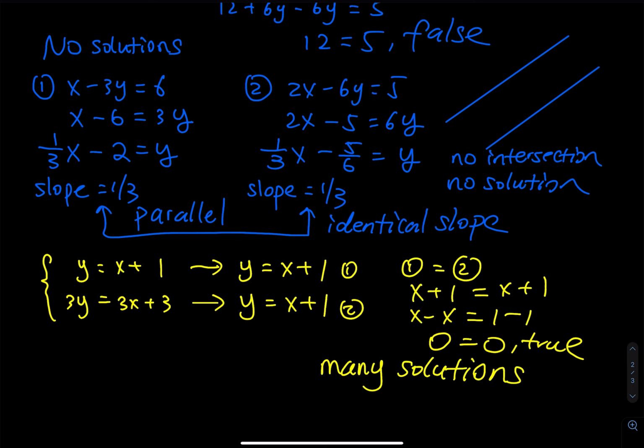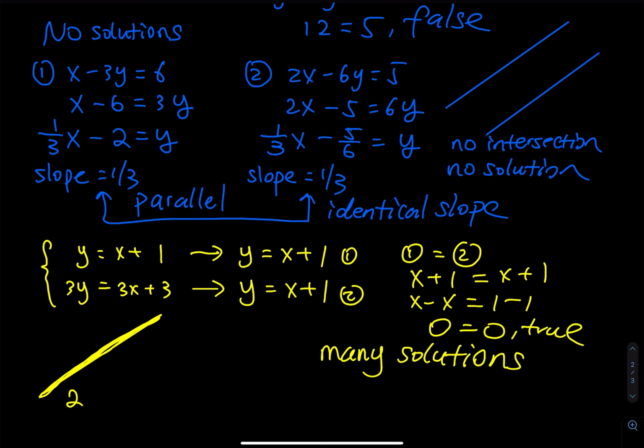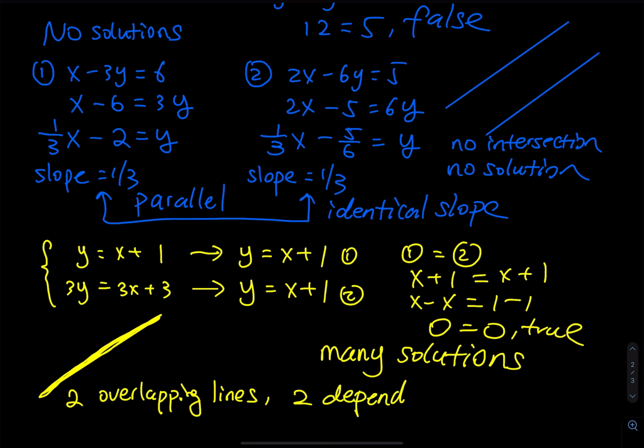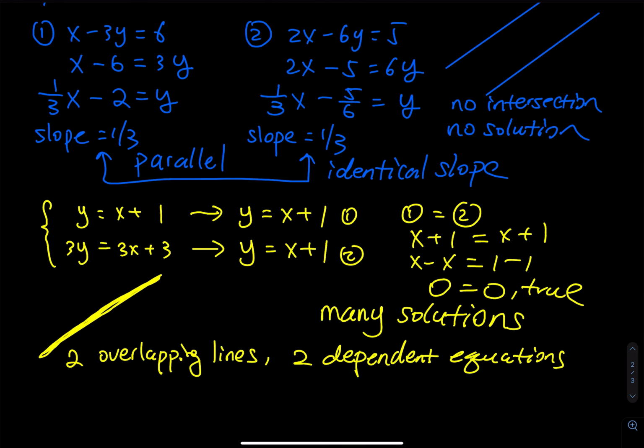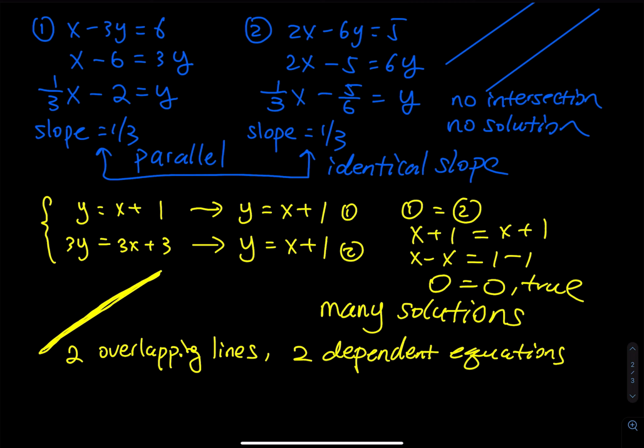Why? Because the first line is y equals x plus 1. And then when you draw the second line, it is also y equals x plus 1. So you have two overlapping lines. We call these two dependent equations. And then what do I mean by many solutions? So let's say x equals 5, then you have y equals 5 plus 1 equals 6, then you have 5 comma 6.